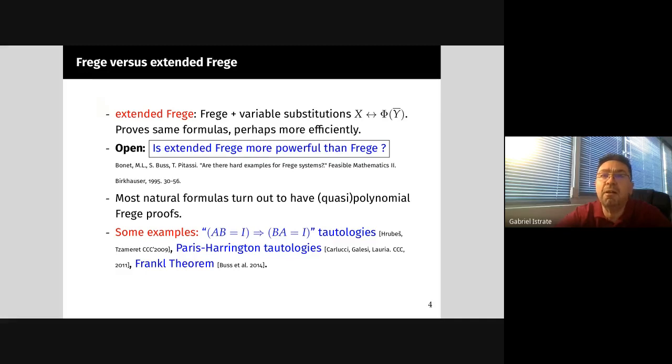And a lot of natural formulas have been proposed in the literature, and most of them have turned out to have quasi-polynomial, that is, sub-exponential Frege proofs, so they're not candidates for such a separation. And there are a couple of examples, and there are more examples than the ones that I give here.